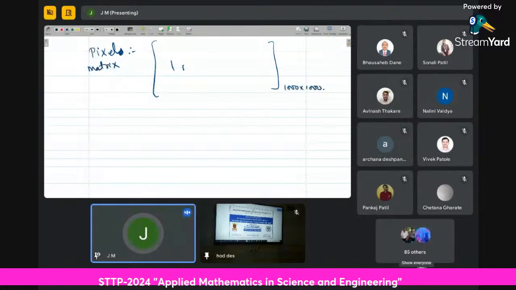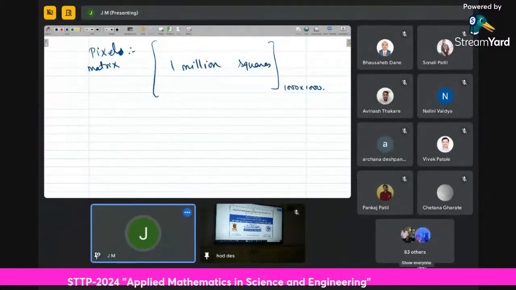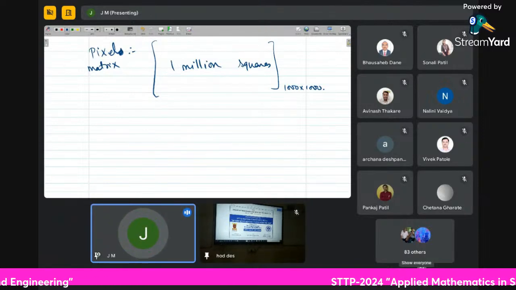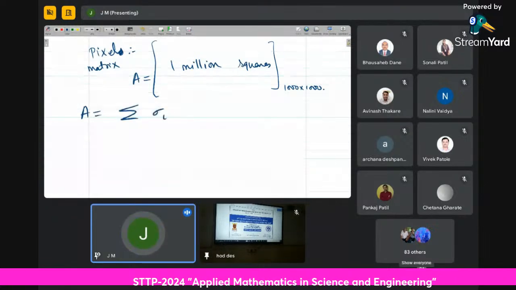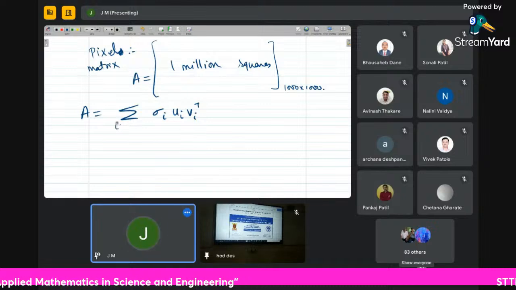squares over here, and as I said earlier, there is a very high chance of loss in the data in between, because there is no wire, there is not that much communication, like the satellite is in space, so there are high chances of losing data. Therefore, it is good to send the data in packets. So what we do is, this is my matrix A. You have the matrix as summation of sigma i, ui, vi transpose, where i is from 1 to r, where r is the rank of the matrix.